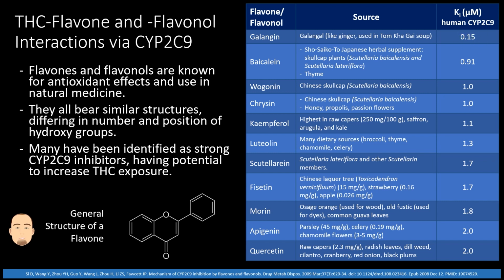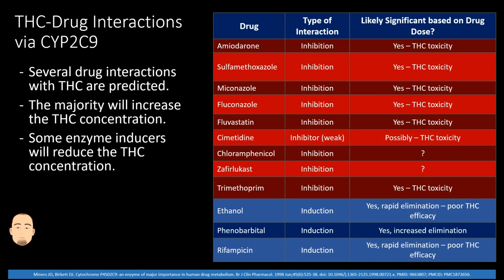Again, it's about how much actually gets into the liver at the same time as the THC, which is going to be dependent on when you take the two different things. So it's very complex, actually. Okay, so what about the drug's ability to affect CYP2C9? So not natural products anymore, actual medications.